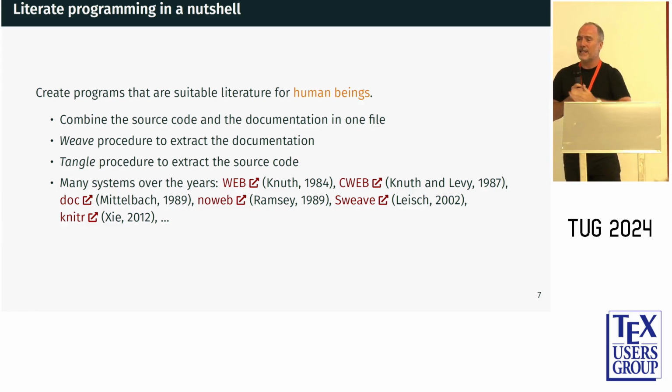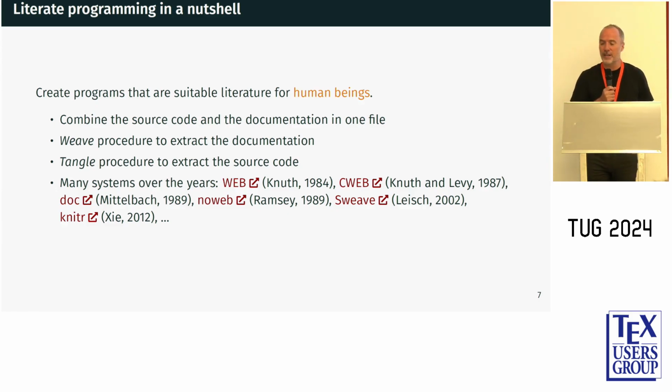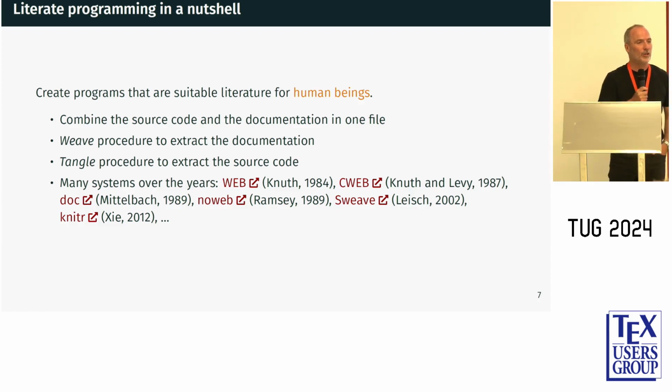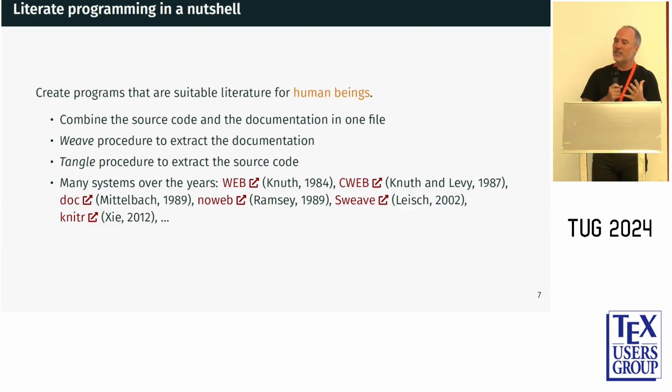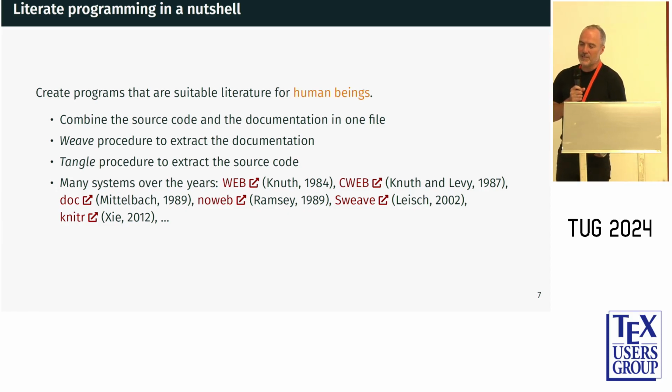So there were many literate programming systems that were developed over the years. Of course, the original web system by Knuth, with a C implementation a few years later. This system, web, was quite more evolved in a certain way than the systems that followed, because it was not just documentation and code, but the way the code was written was interpreted by the system, something that we don't necessarily see in the other systems that followed.